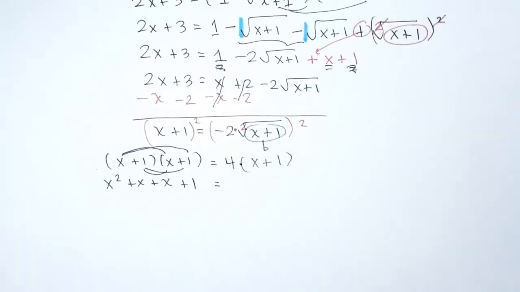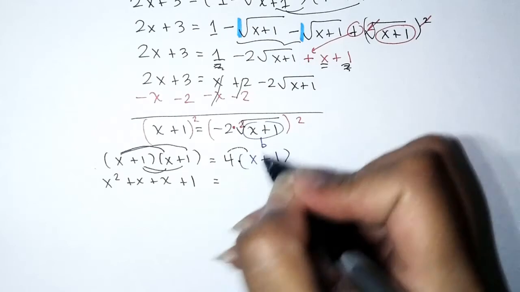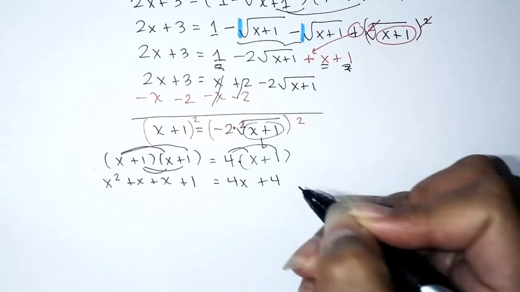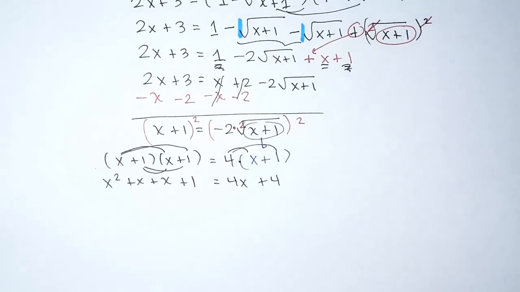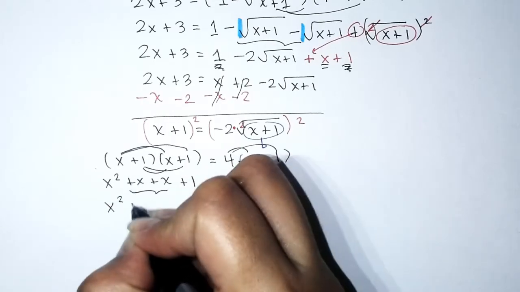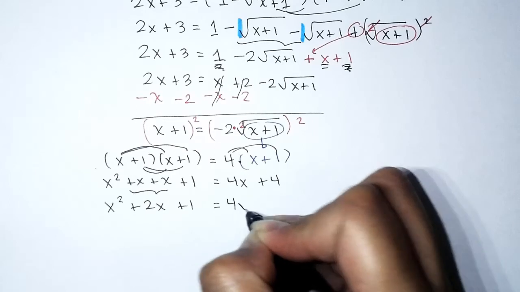On the right side, let's take our time and distribute that 4. Product of 4 and x is 4x. Product of 4 and 1 is 4, and we're done with it. Let's continue to work our magic, and in this case, simplify the left side. When we combine the like terms, the sum of x and itself will give us 2x. And then we're going to bring down the rest of the problem.